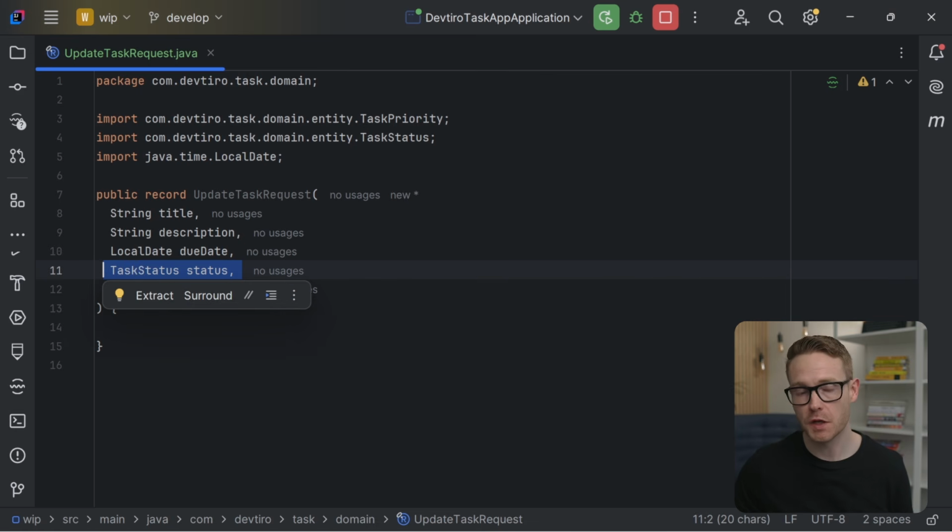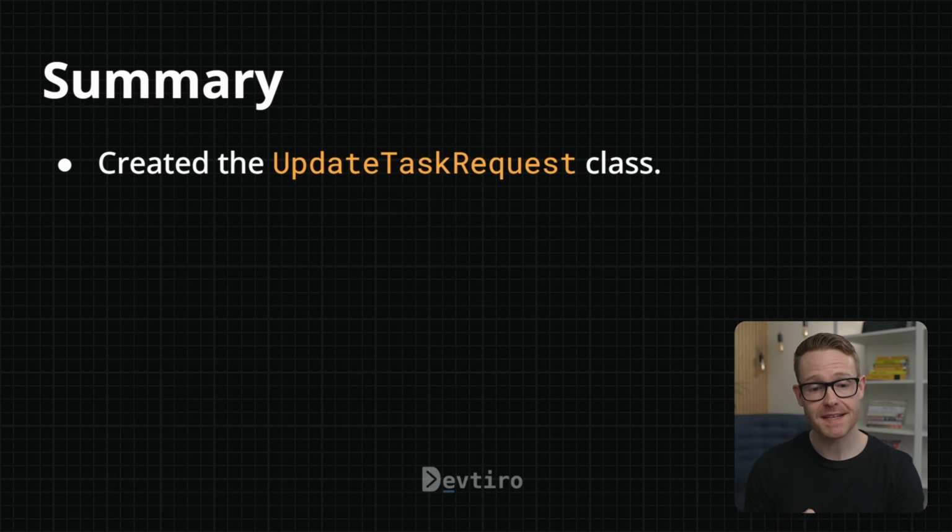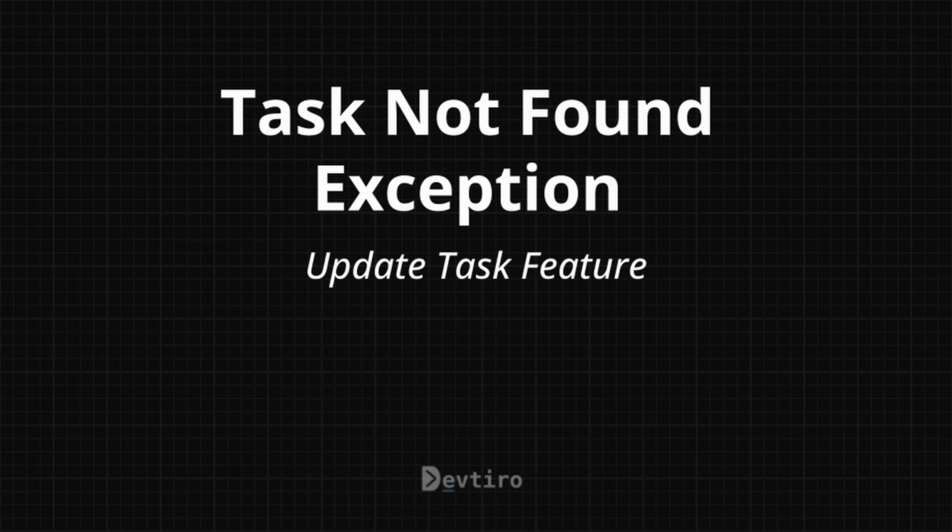You couldn't do that when you create a task. We always assume the status is open. But through this request, a user can change the status of their task, potentially making it completed. So in summary, we created the UpdateTaskRequest class. What happens when we try and update a task that doesn't exist? We'll need to throw an exception. So let's create that exception now.